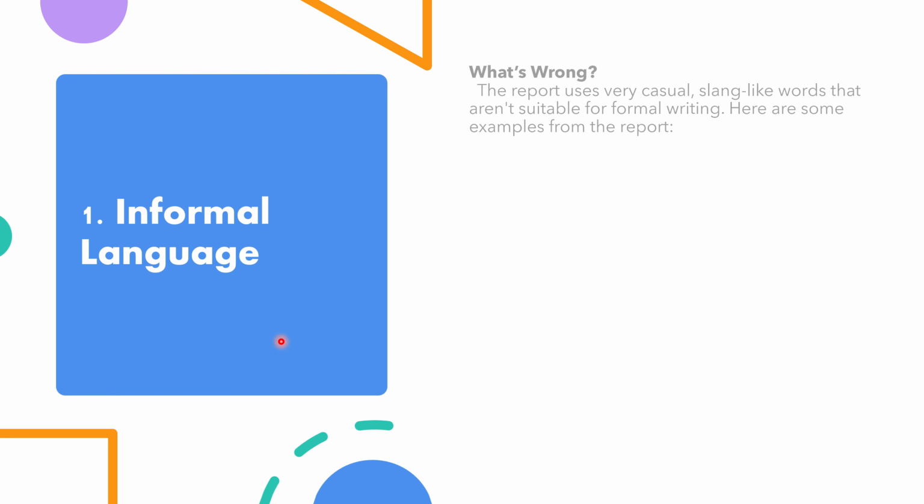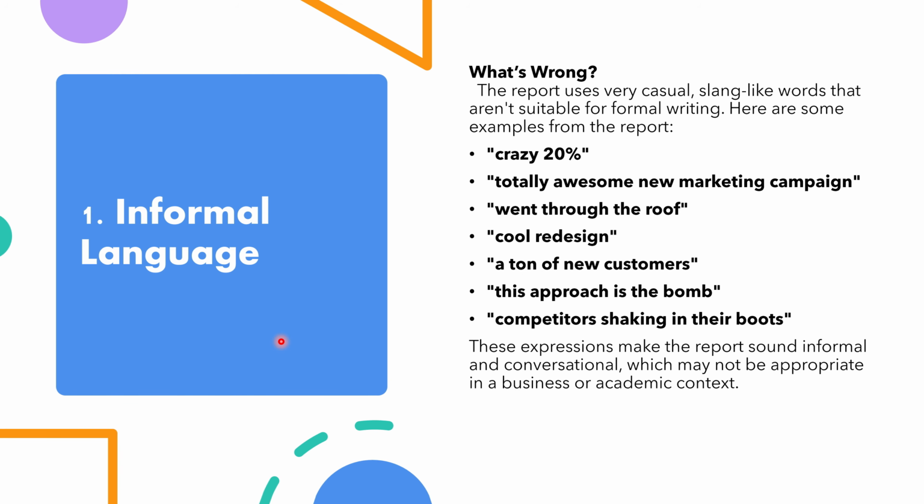First, let's talk about what's wrong. The report we saw actually uses very casual, slang-like words that are maybe not suitable for formal writing. Let's see examples from his report where he used informal language that is not actually good to be written in a report. So at first he said maybe crazy 20%. And of course, you can't write such a word in a report. That's very informal. And also here, totally awesome new marketing campaign went through the roof. That's an idiom, so we will take that also as a separate factor.